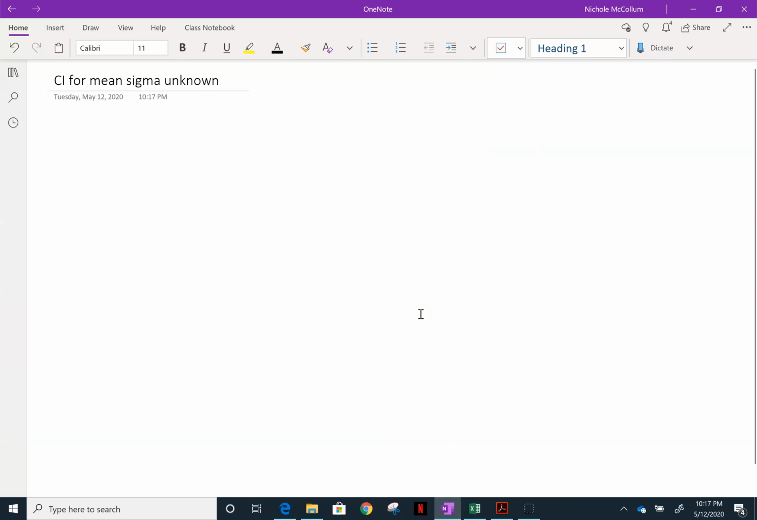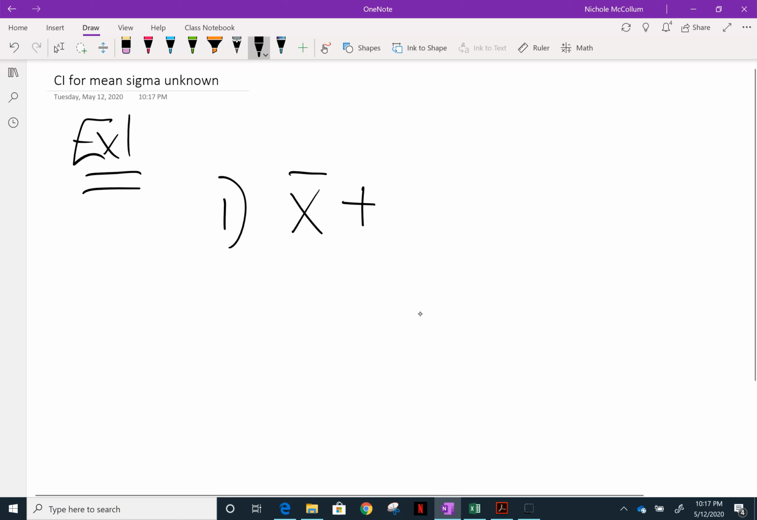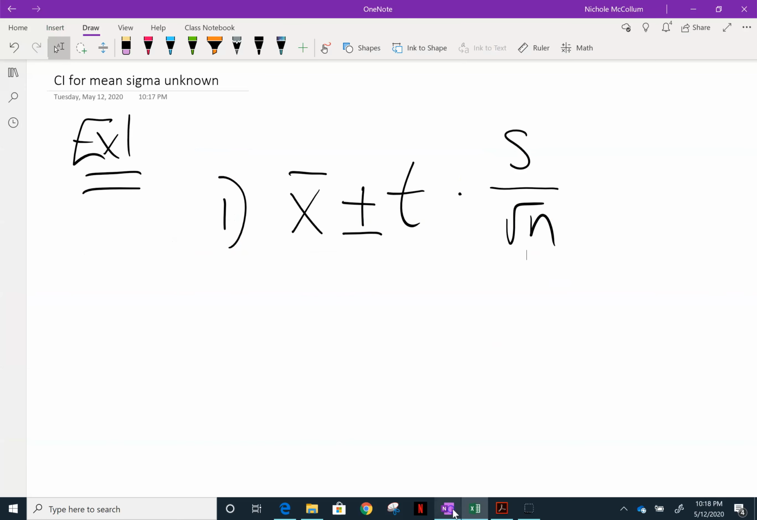So I like to show my steps for this example. So for example 1, step 1, pick the right formula. X bar plus or minus T times S over radical N. Again, you have S because it's a sample standard deviation. So that's the first step. Second step, pick T or Z. Well, we know it's going to be a T because we have a sample standard deviation, and that's the variable in the formula. That's the distribution we will be using because of the sample standard deviation.